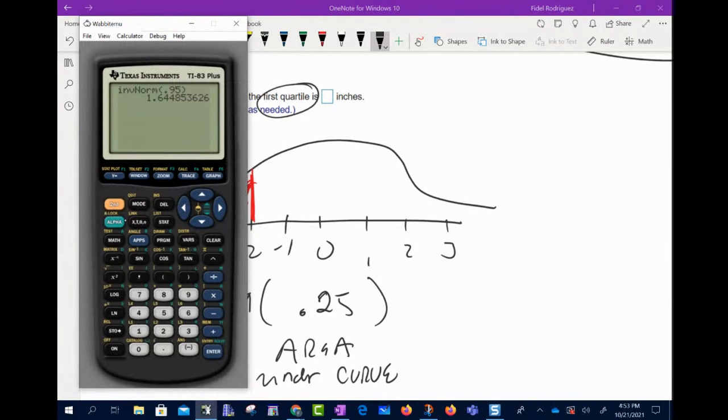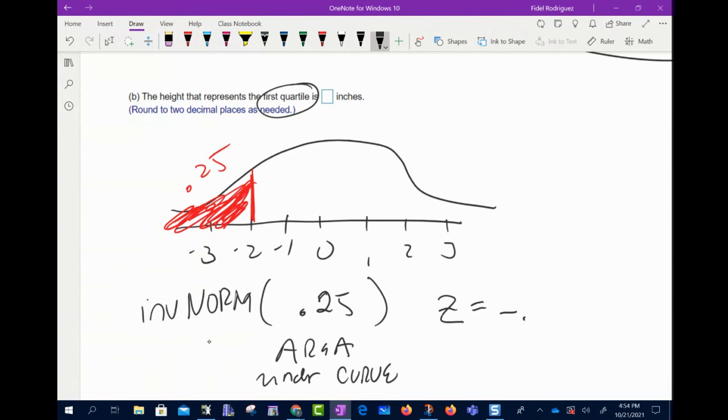So I'm going to go second, bars, inverse norm, one more. Here we go. I'm going to enter 0.25 and hit enter. And I'm coming up with a negative 0.67. Okay, so that's telling me my z value is negative 0.67.